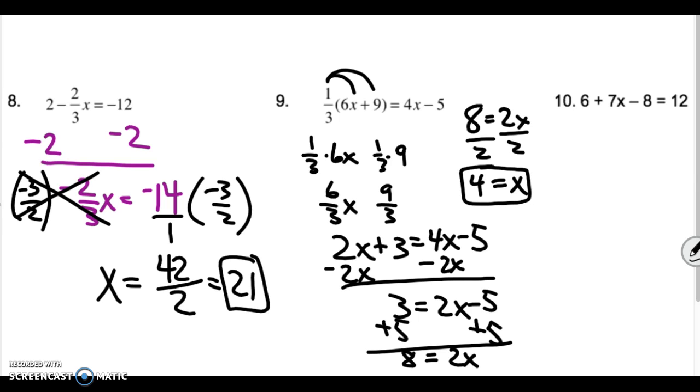We could think of a check for this. If we put the 4 back in, it'd be 1/3 of 33, and that's 11. And then this would be 16 minus 5, and that's 11. So 4 makes sense.